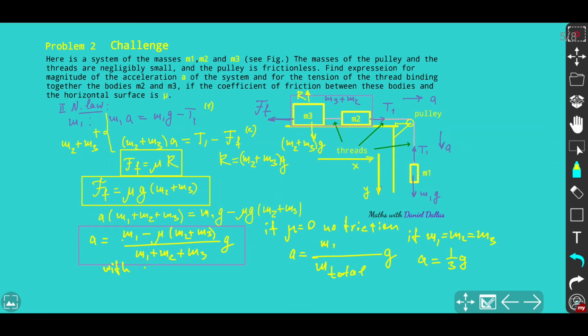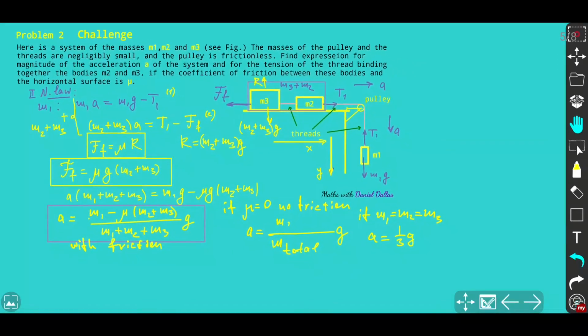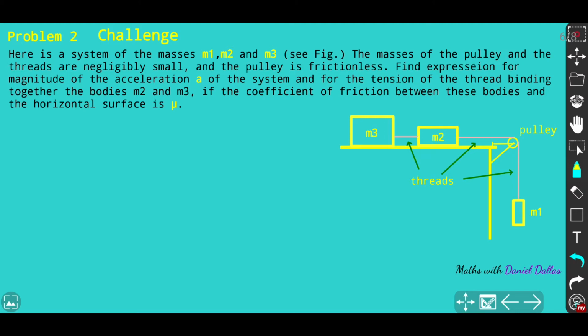Okay, and what's left is to express the tension force. Find the expression for the tension of the thread binding together bodies M2 and M3. So right now, of course, we need to apply the tension force to each object. That's why, to answer the second part of the question, I'll just move here. And now we ask about the tension in this thread, connecting or binding M3 and M2.